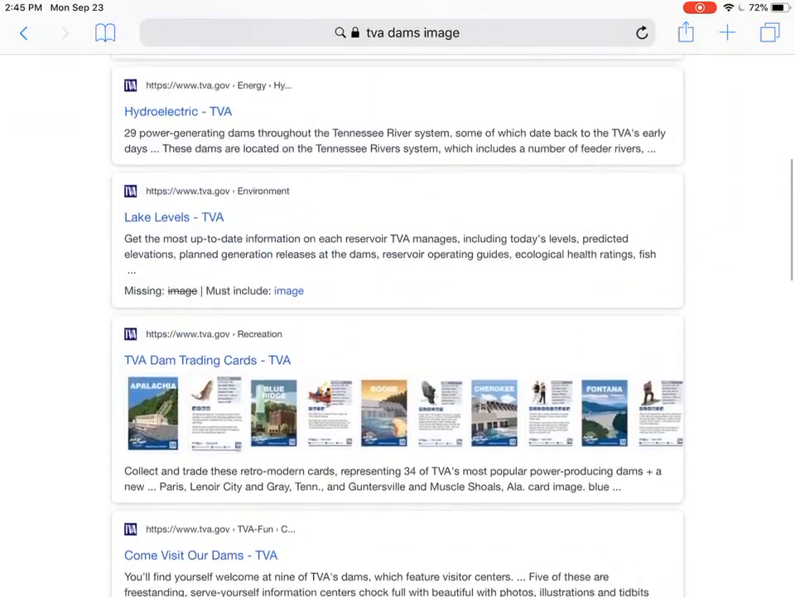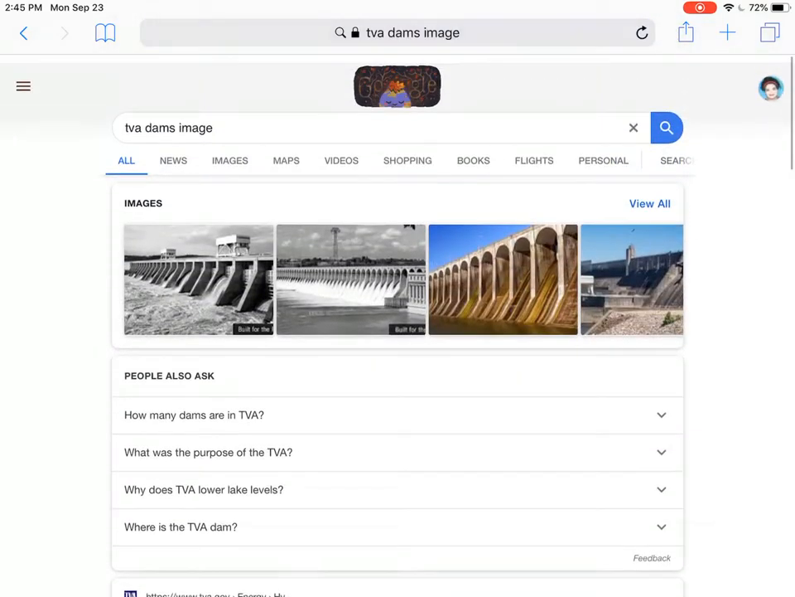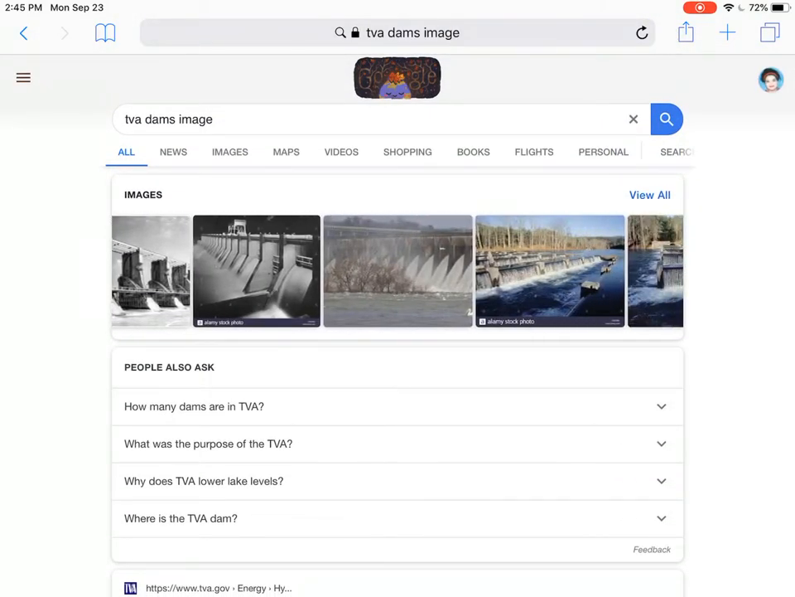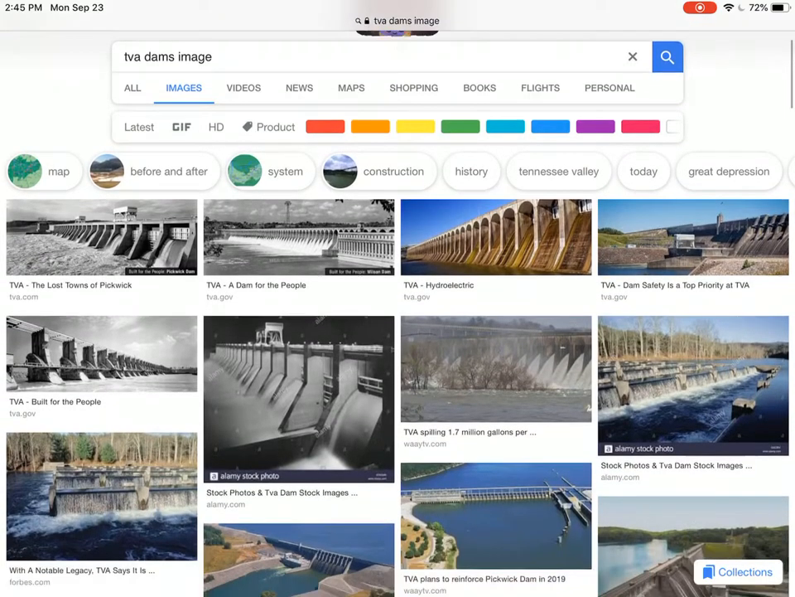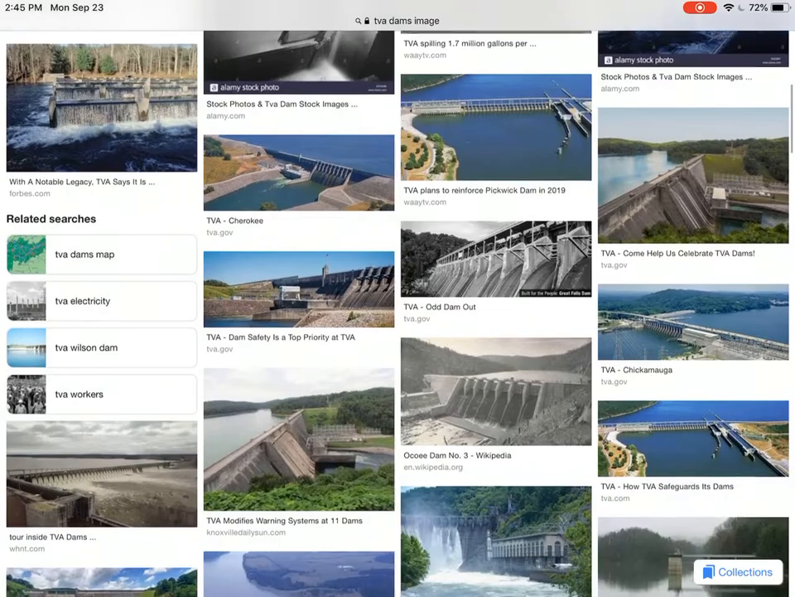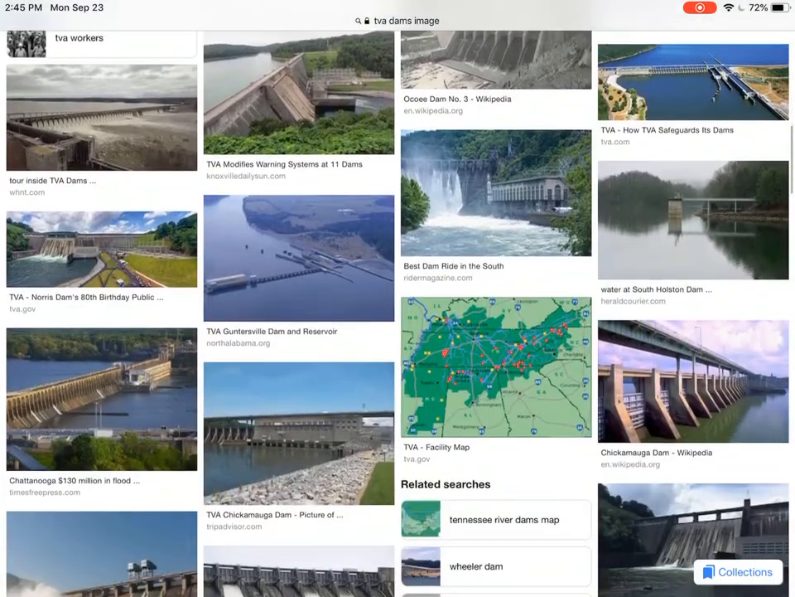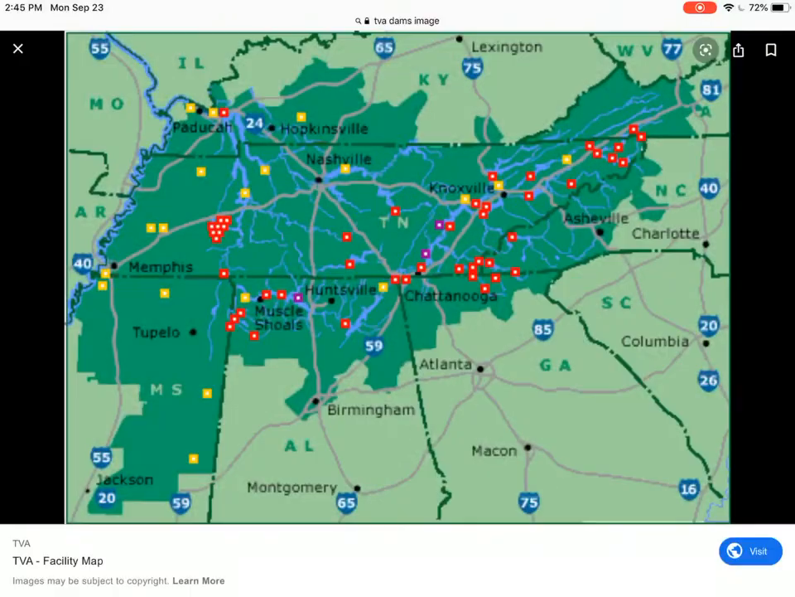And here is a picture of the dams. I was looking for a map that would show us where all they are, but I don't believe I'm going to find one. But here are some good images of the TVA dams that generate this hydroelectric power. Here's a map. You can see where the little dots are. Those are the locations of TVA facilities. So they have covered this whole area and are providing electricity for a lot of people.